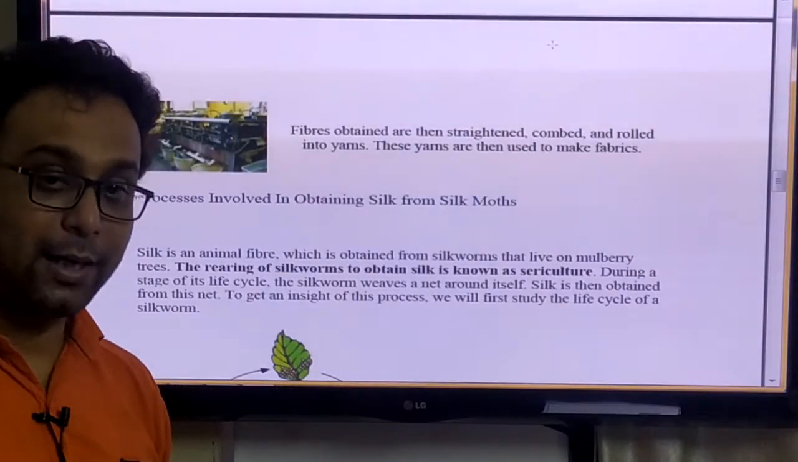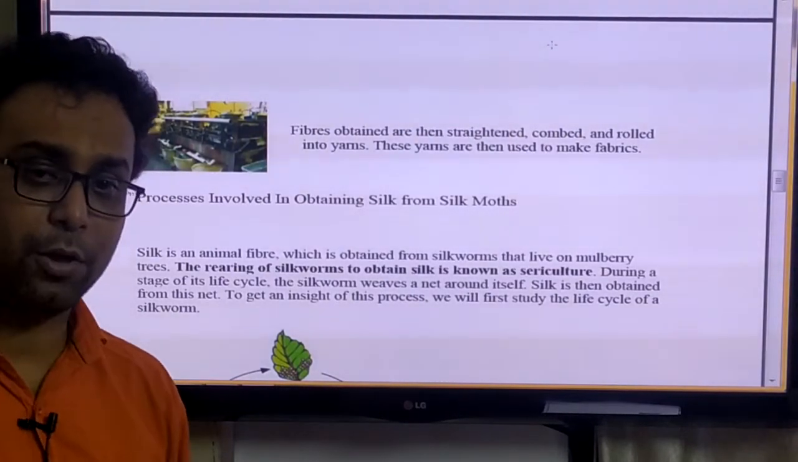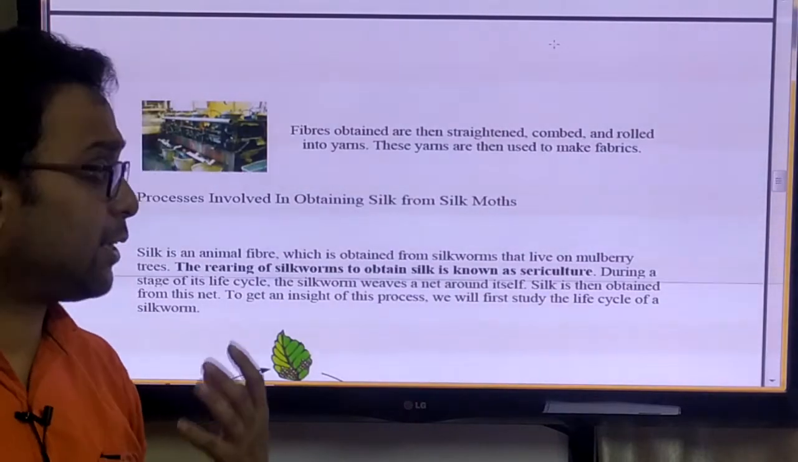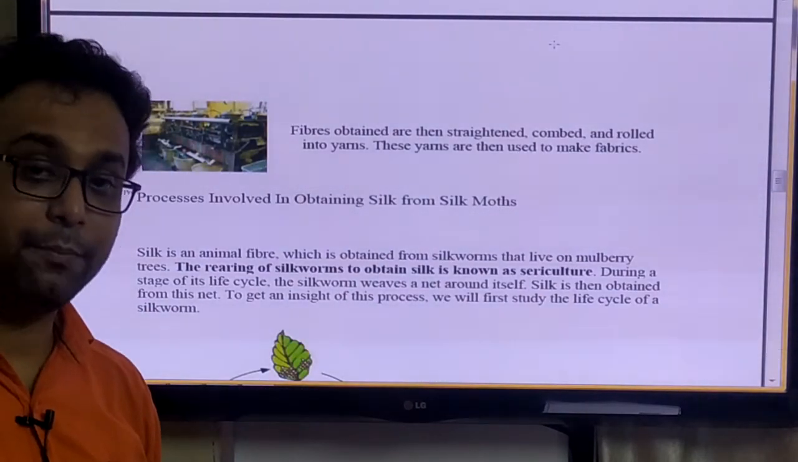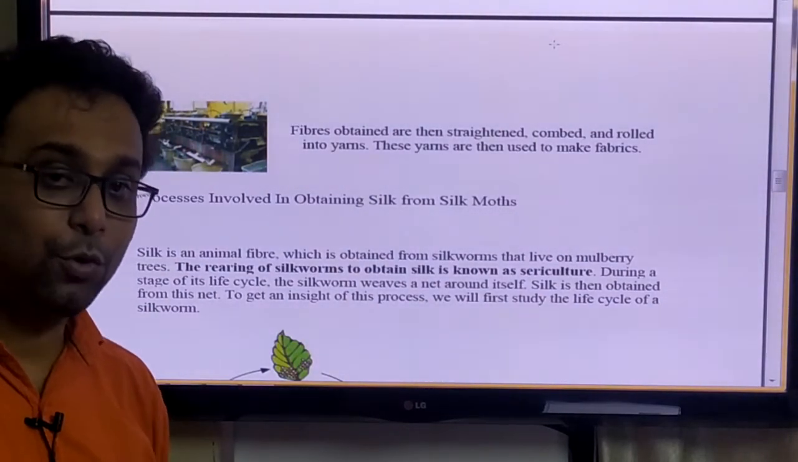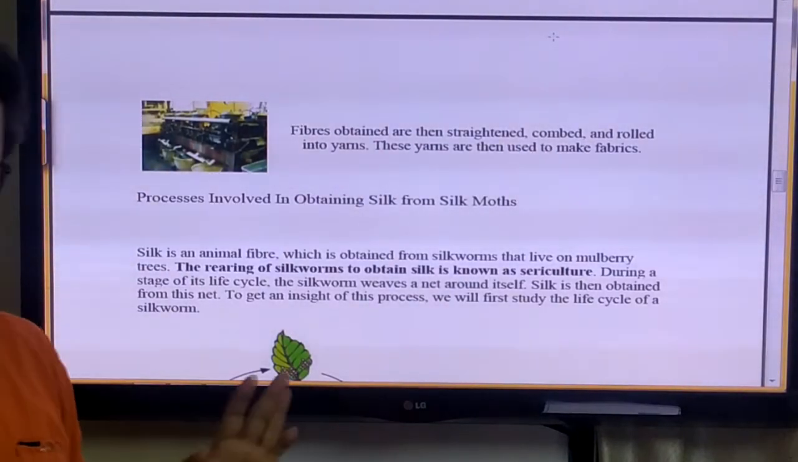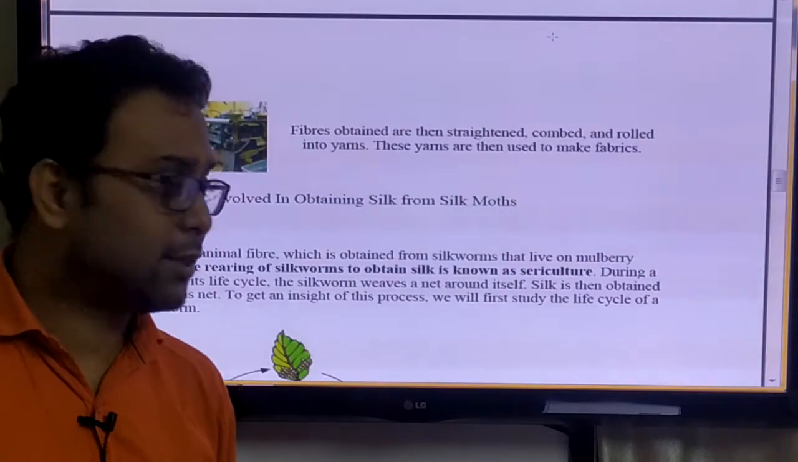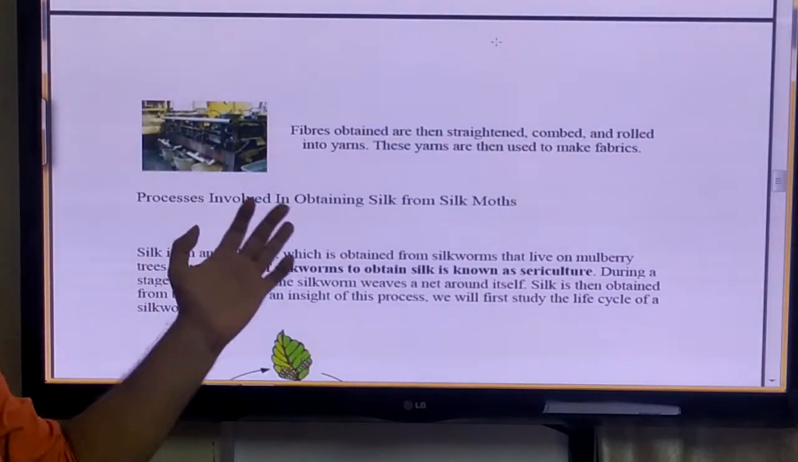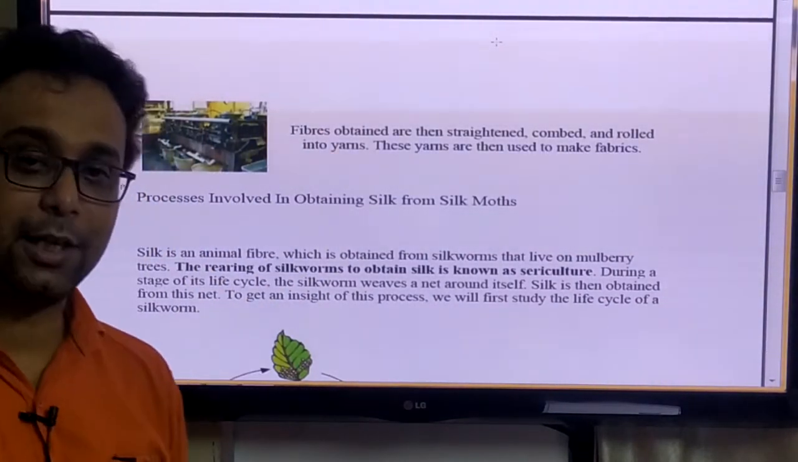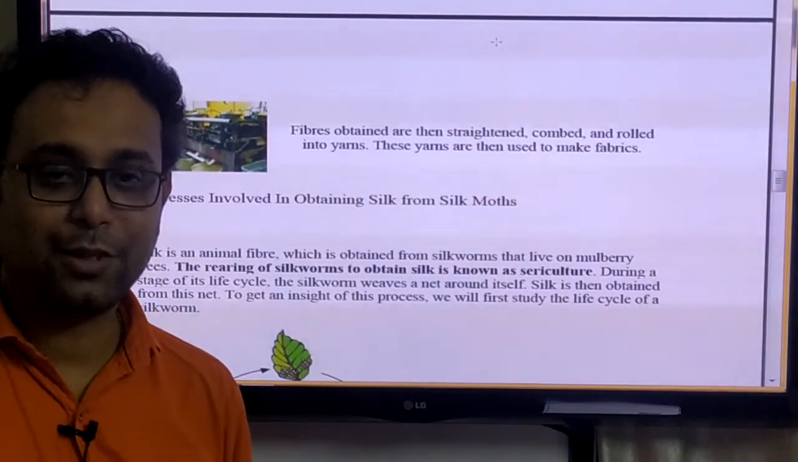So in today's class we discussed some of the most important topics: the different steps of rearing and breeding, and how we get the wool. In the next class we will discuss the process of obtaining silk from the silk moth.